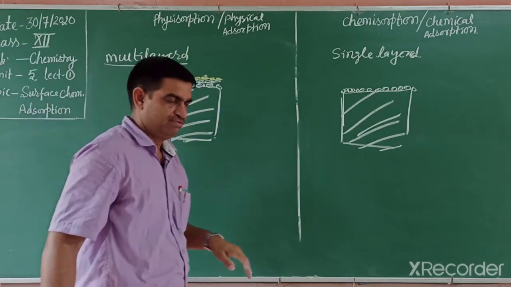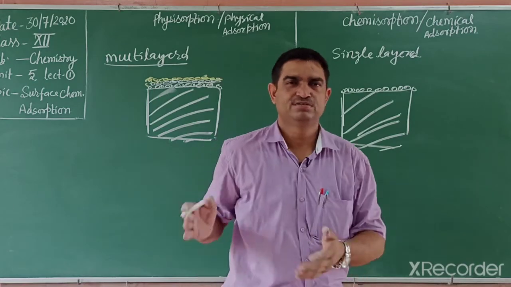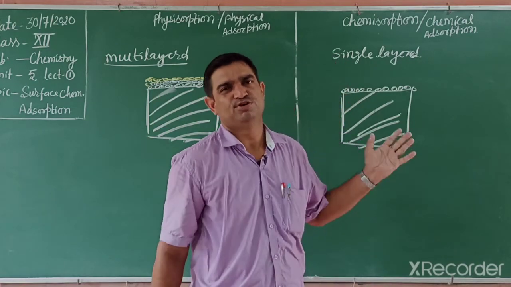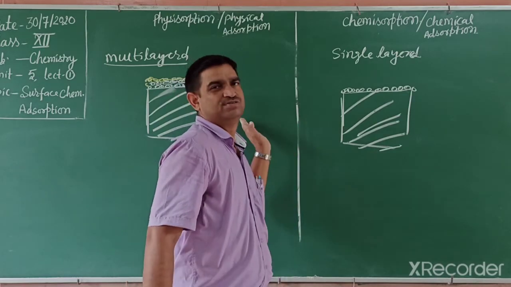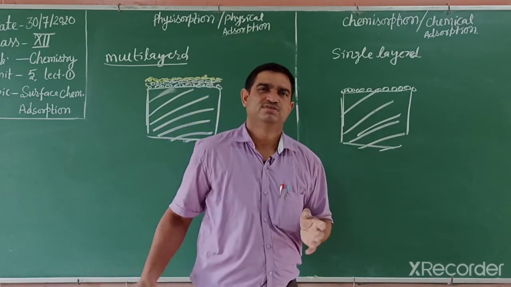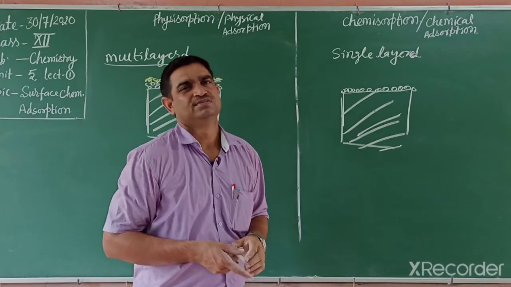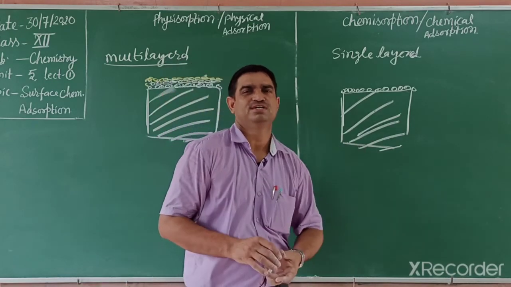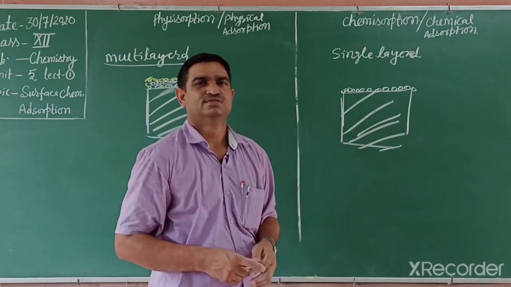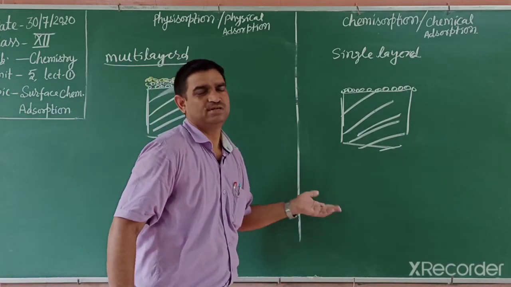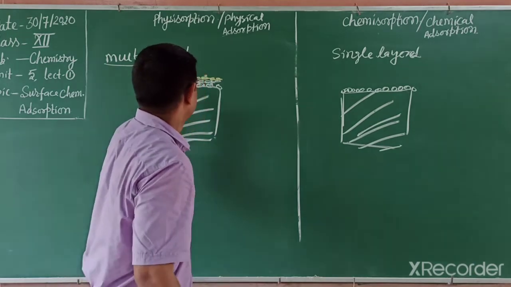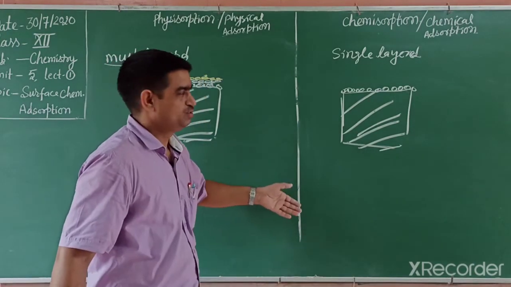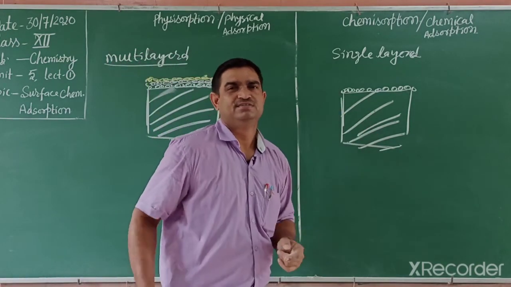So to summarize now: physisorption is not specific, chemisorption is highly specific. That is a weaker bond, this is a strong bond, with less enthalpy of adsorption. Chemisorption has high enthalpy of adsorption, almost 4 times. And regarding temperature, when temperature increases, what happens? Physisorption decreases, chemisorption first increases, then decreases.